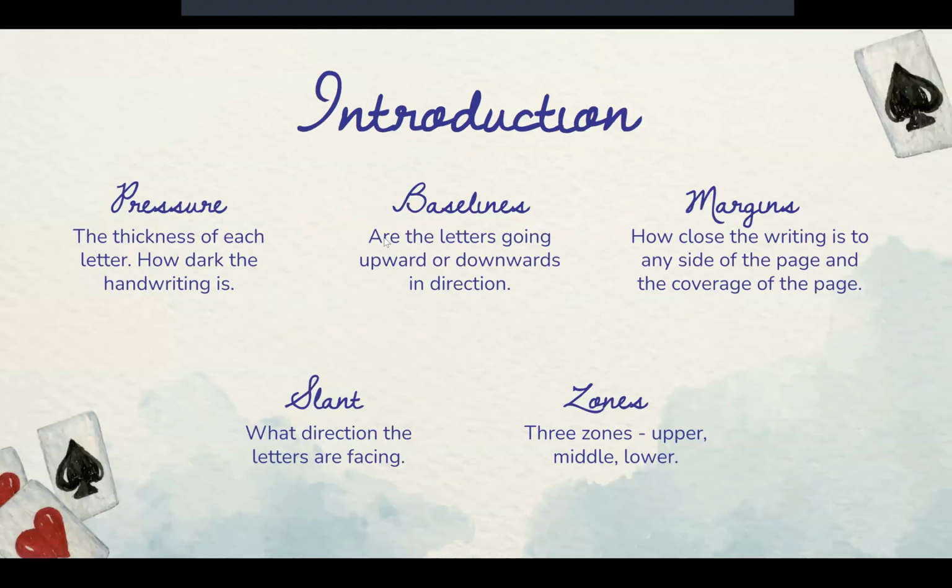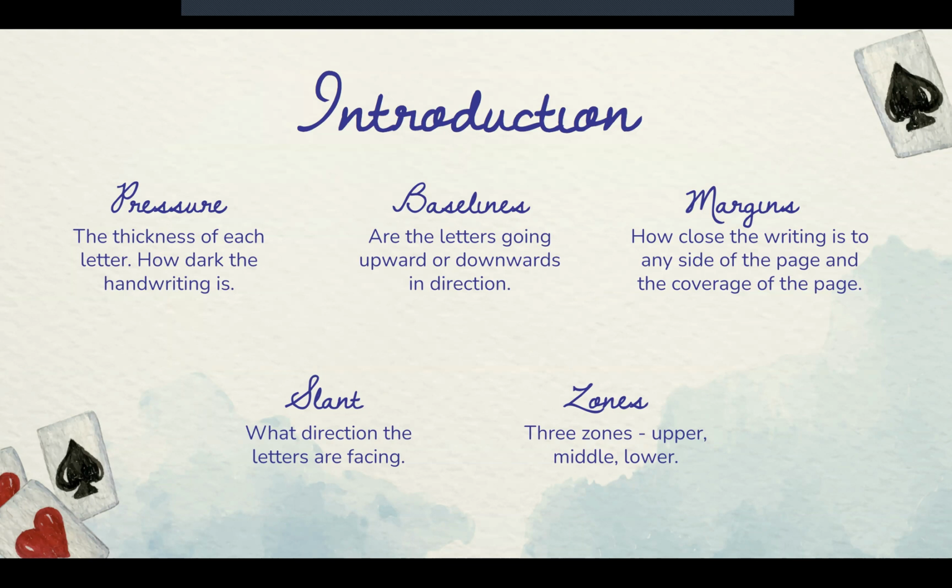So the key parts about graphology are going to be the pressure, the baseline, the margins, the slant, and the zones of your handwriting. So the pressure is how thick your handwriting is, how bold and how dark it is. And then it can tell you various things about your personality. And it's the same for all the groupings.